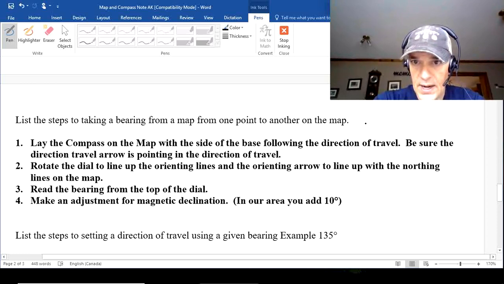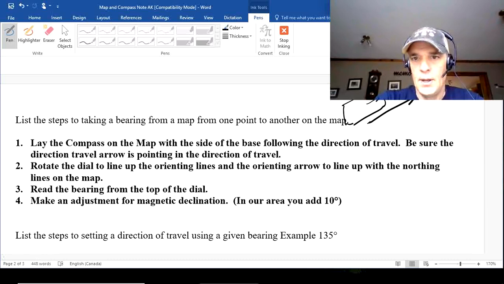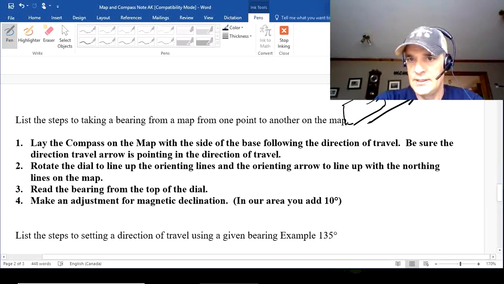We have a spot here, we want to travel to here on the map, and we want to find what that bearing is. So what we do is we lay our compass on the map right there, right beside it, right on top of it in that direction with the compass arrow here. That's step one, and be sure that the direction of travel is this way. If you were going to go this direction, we'd have to flip the compass the other direction. So there's my base plate, there's my direction of travel.